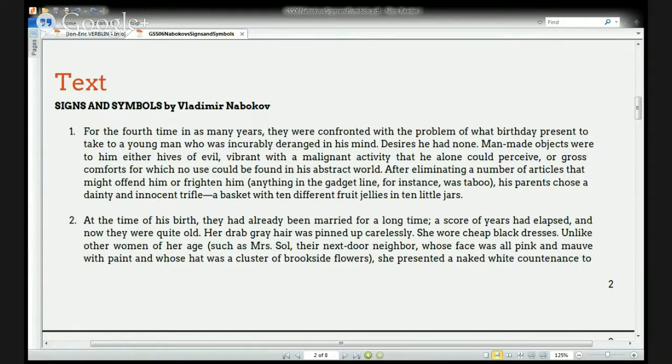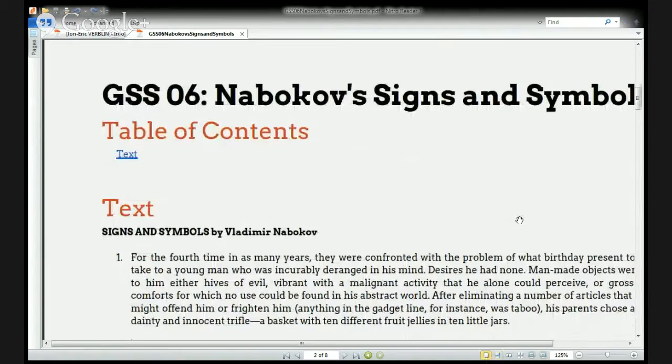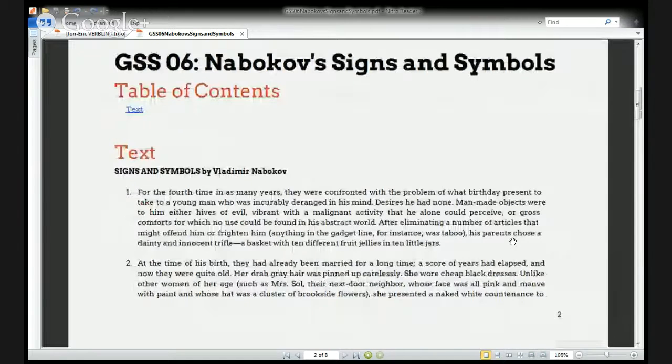Well, George, why don't you continue with the second paragraph? Okay. At the time of his birth, they had already been married for a long time. A score of years had elapsed, and now they were quite old.